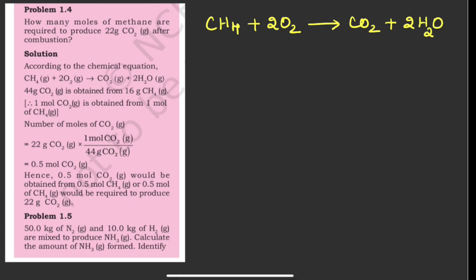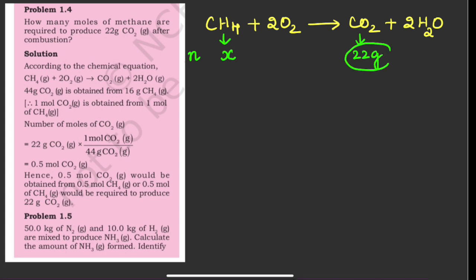So what is the second trick we have to write? We have to write the number of moles, that is N. In the question they have given how many moles of methane are required. Meaning for methane we have to find the number of moles. So let us take it as X. And then in the question it is given to produce 22 grams of carbon dioxide after combustion. So again here for carbon dioxide they have given 22 grams.